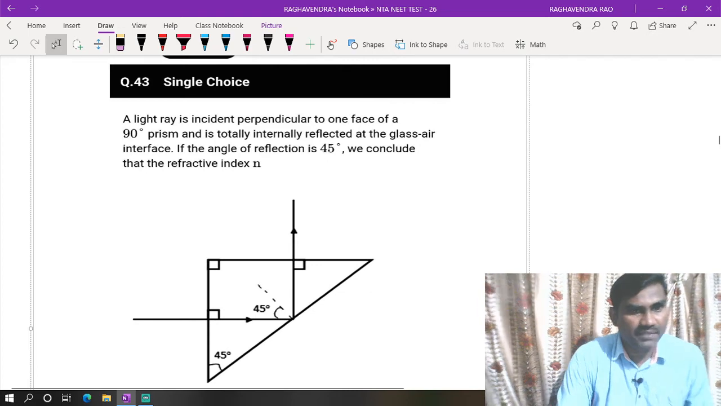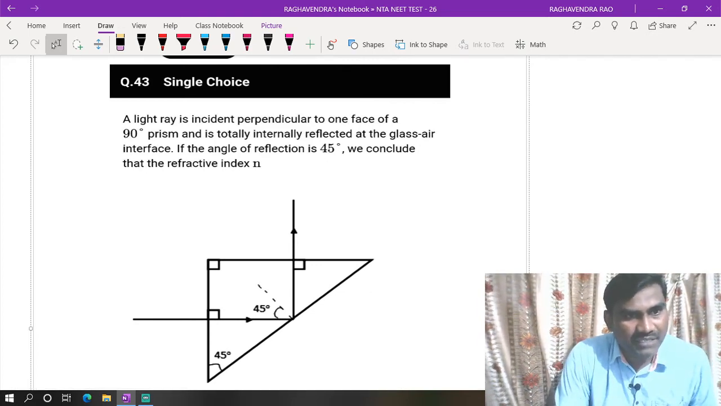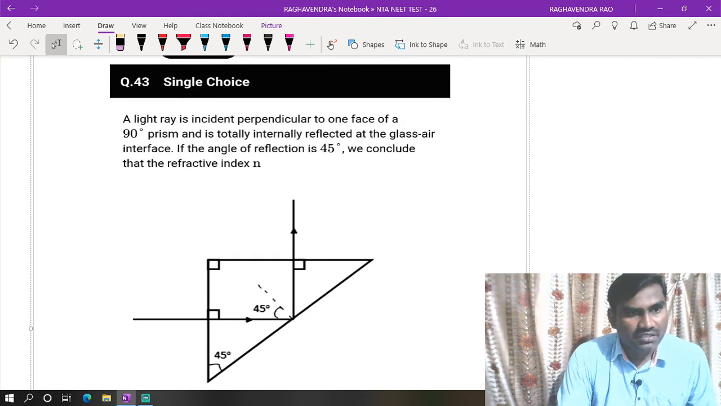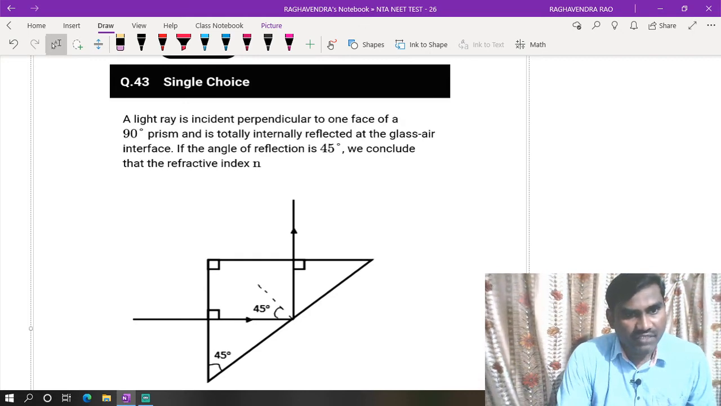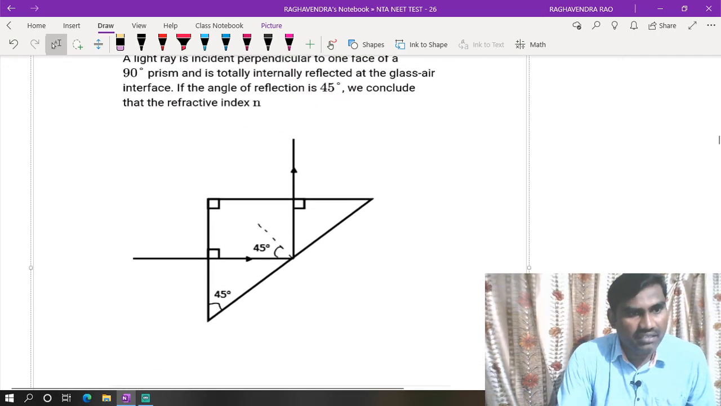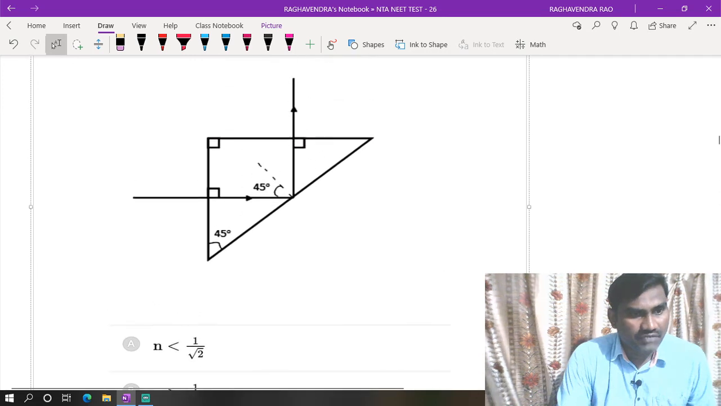Right. So from ray optics, this is another important model numerical. A light ray is incident perpendicular to one of the faces of a 90 degree prism and it is totally internally reflected. The angle of reflection is 45 degrees. We need to conclude the refractive index. They are saying the ray is totally internally reflected. What is the refractive index relation?